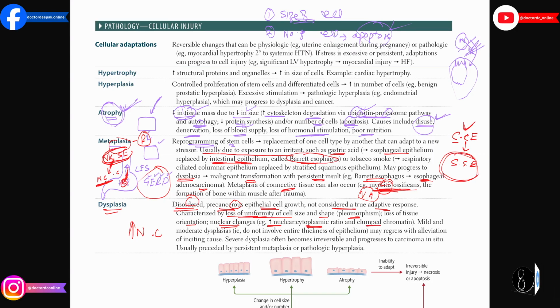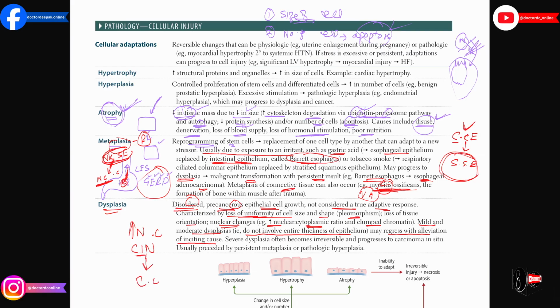And the second thing, mild and moderate dysplasia do not involve the entire thickness of the epithelium and may regress with elimination of the initiating cause. So let's take an example. If a female has cervical intraepithelial neoplasia, it is mild to moderate. And if you do not treat this condition, cervical intraepithelial neoplasia can convert into cervical cancer.